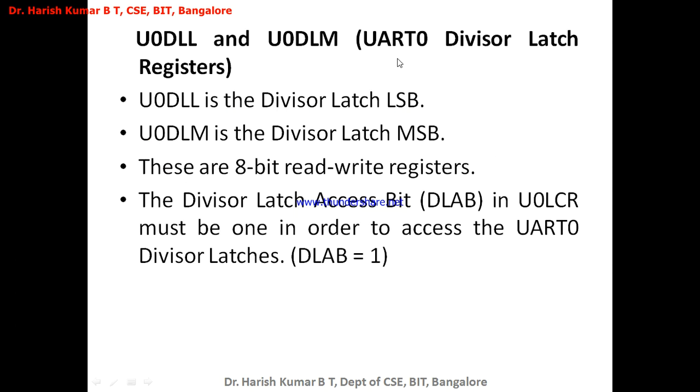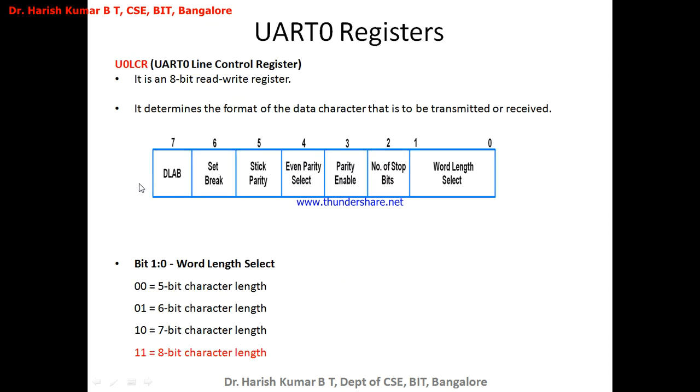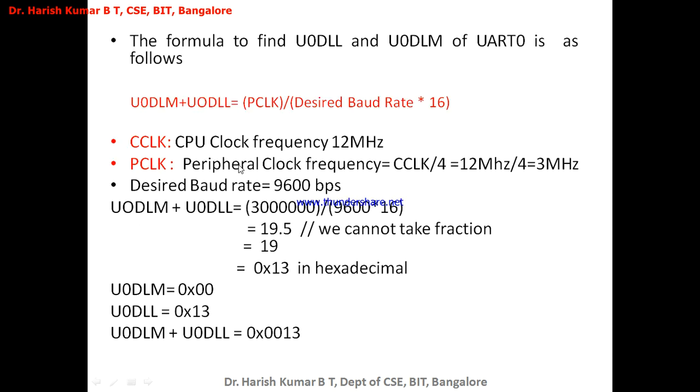Now to find these two and to assign them, if you're not making DLAB 1, it's not possible for you to access U0DLL and U0DLM. If it's not possible to access these two, then the clock frequency supplied even for the peripheral will also be 12 megahertz, and the peripherals will not operate with a 12 megahertz clock frequency. That is the reason you have to find out U0DLM and U0DLL, to get 3 megahertz clock frequency. Setting U0DLM and U0DLL to 13 will reduce the clock frequency of PCLK, the peripheral clock frequency, to 3 megahertz.